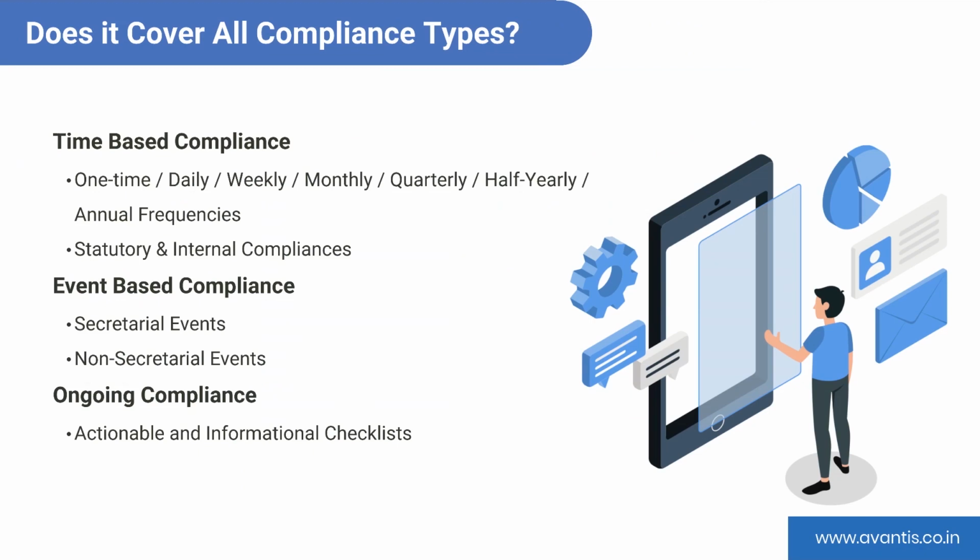In addition, you should make sure your software supports not just statutory compliances, but internal compliance as well. Now let's spend 30 seconds on it. What is statutory compliance? Statutory compliance is something that is required by the law of the land. Government needs it, whether it's central, state, or local level. It is mandated or stipulated by the government of India. What are internal compliances? There are a number of compliances that are not stipulated by the government of India, but as an organization, you need to do them.